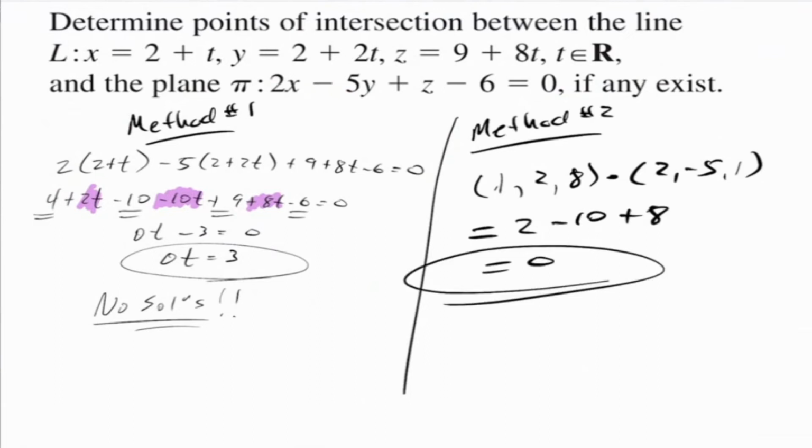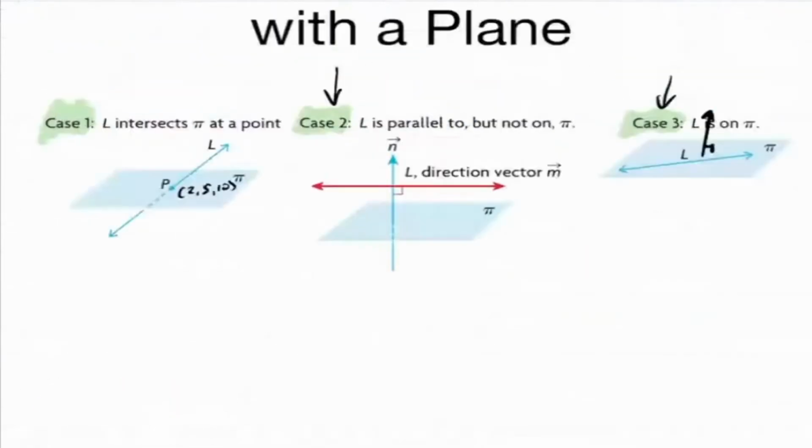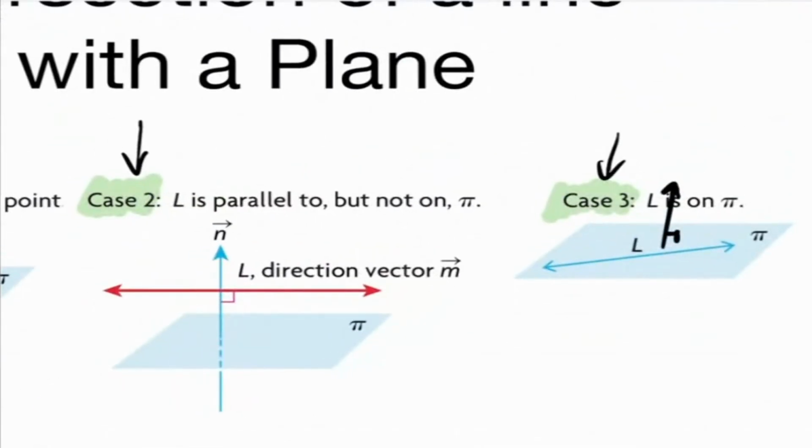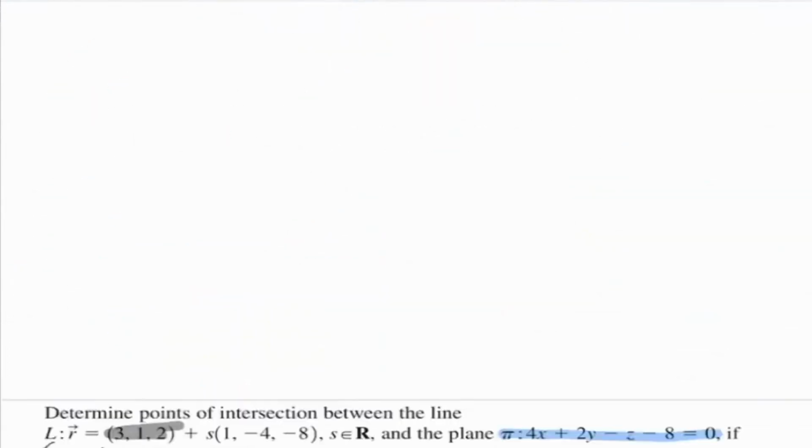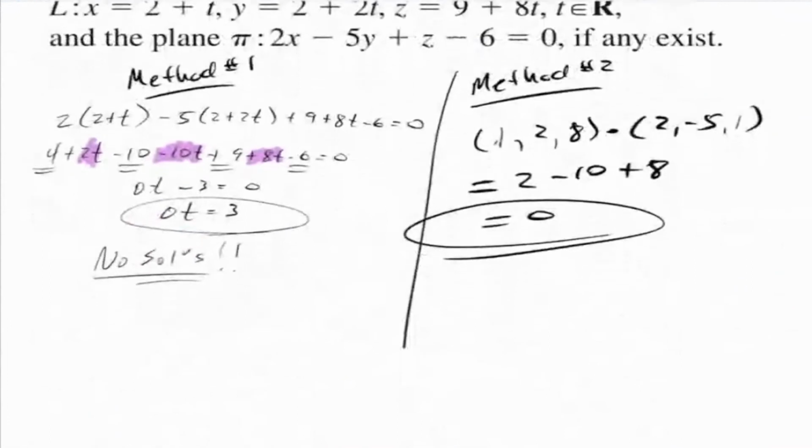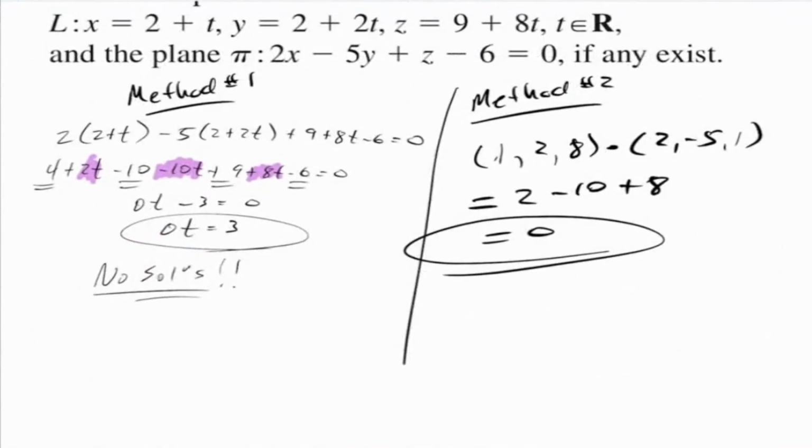Okay, so what this does here, to remind you guys, is it does not prove that there's no solution yet, because I could be in case 2 or 3, right? If the line is in fact parallel but not on the plane, you'll get the dot product as 0 for these two vectors. Likewise, if the line is on the plane, you will still get the dot product of those two as 0. So the only thing I have to do now is show that there's a point on the line that is not on the plane.